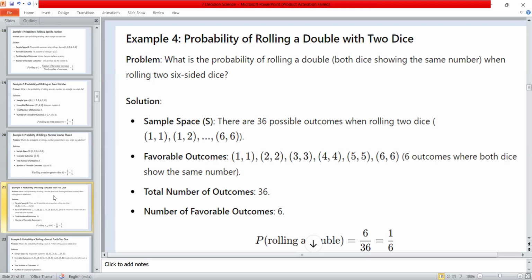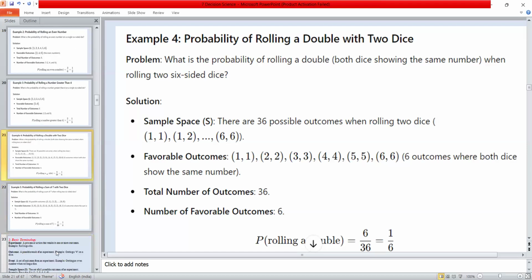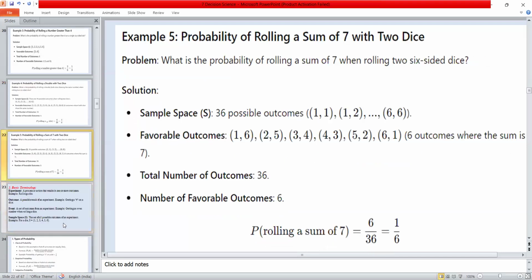So I am writing the count of 36 at the denominator, and the favorable outcomes, where we want a double, are 1 1, 2 2, 3 3, 4 4, 5 5, 6 6. So the count is 6, so I am writing 6 as the numerator. So 1 divided by 6, or 6 divided by 36, is the answer.